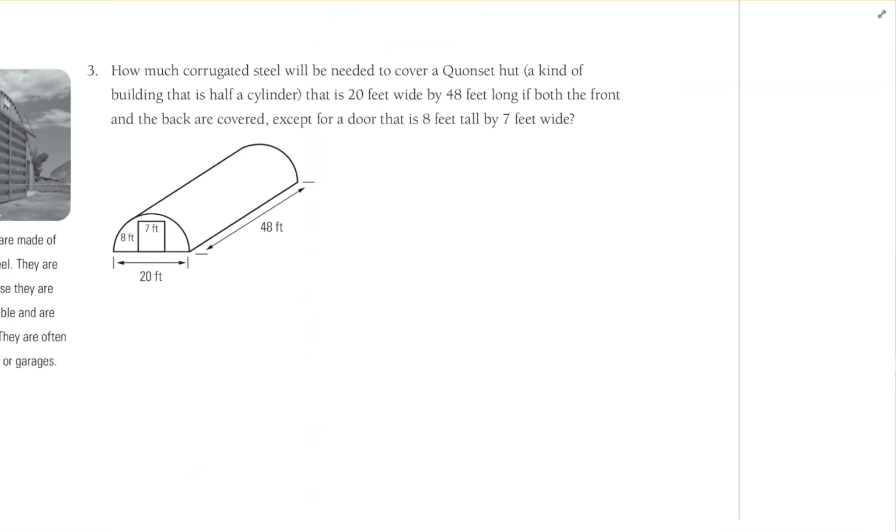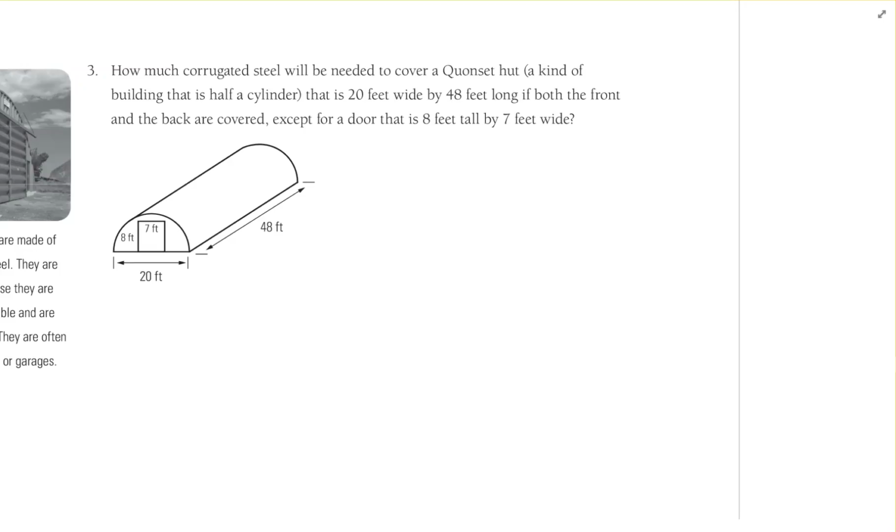Okay, how much corrugated steel will be needed to cover a Quonset hut, which is a kind of building that is just half a cylinder like this, that is 20 feet wide by 48 feet long if both the front and back are covered, except for a door that is 8 feet tall by 7 feet wide. So we've really just got the whole picture here.